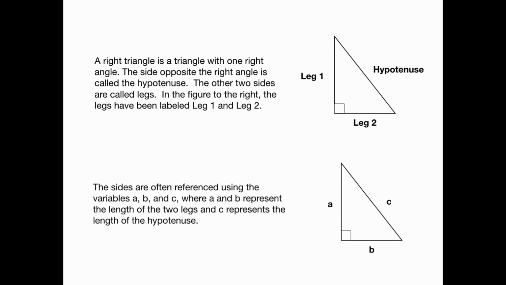Now the sides are often referenced using the variables a, b, and c, where a and b represent the length of the two legs and c represents the length of the hypotenuse.